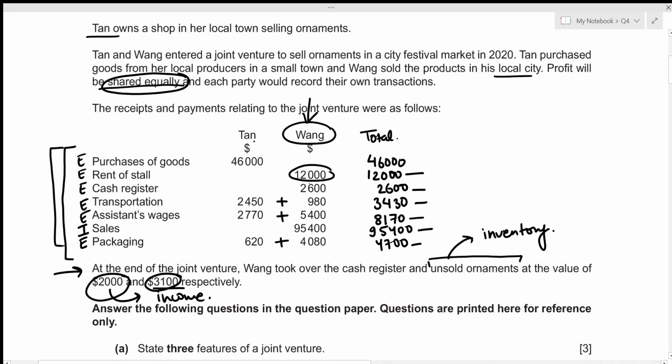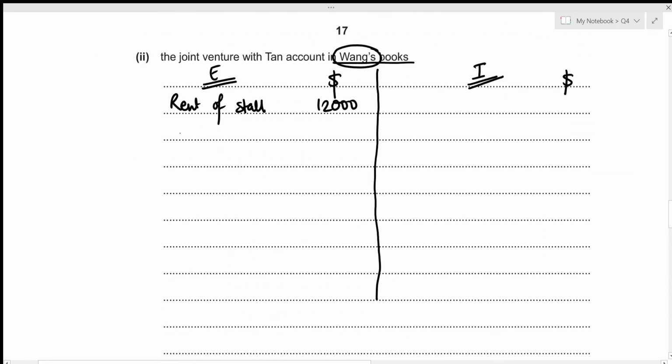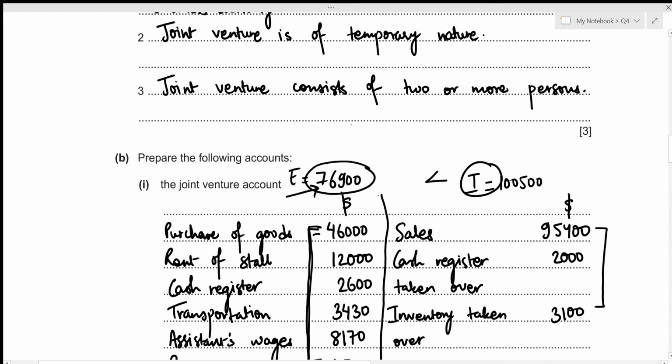Alright, nextly, Wang also paid an amount of 2,600 for cash register. So that's an expense which must be recorded on the debit side. Let's do that. We have cash register. And we actually need to indicate that these amounts are being paid into the bank or the cash. So we can just write it down as cash paid for cash register. So this amounted to 2,600. Let's repeat the same process again.